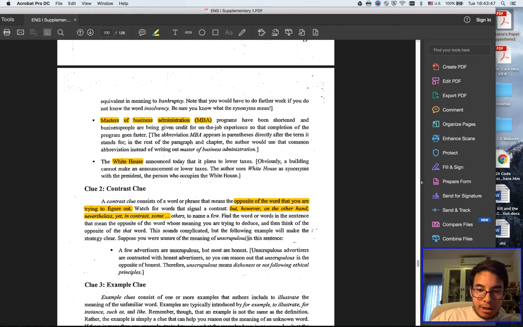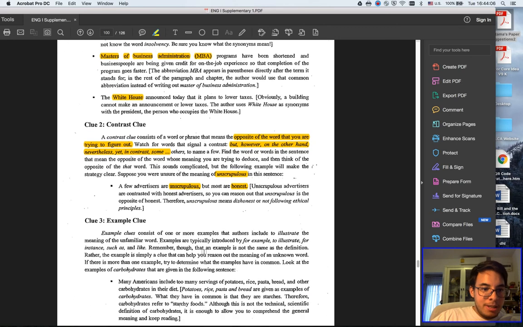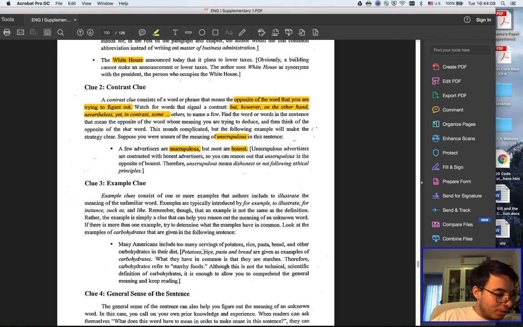So let's take a look at our example here. So unscrupulous. Few advertisers are unscrupulous, okay, but most are honest. So what it means is that unscrupulous is the opposite of honest because of the but. Okay. Now the next one is an example clue. But before I move on, so unscrupulous means dishonest, not following ethical principles.